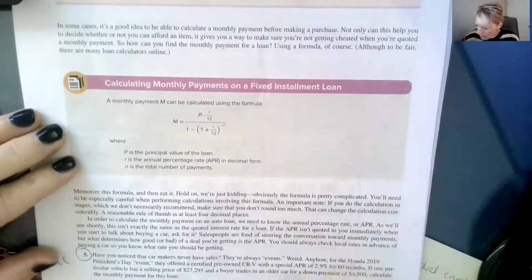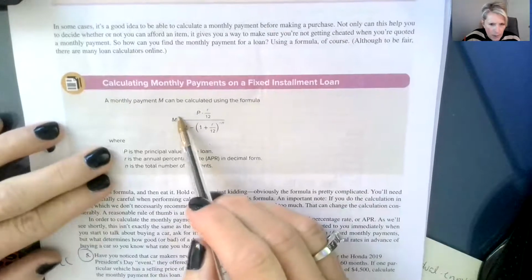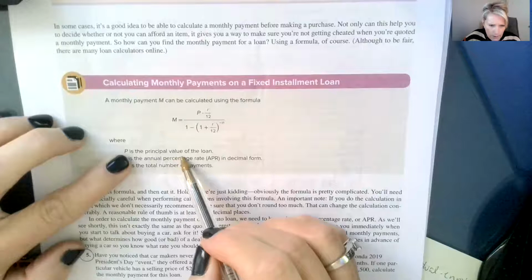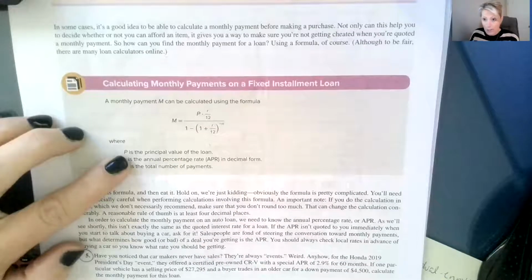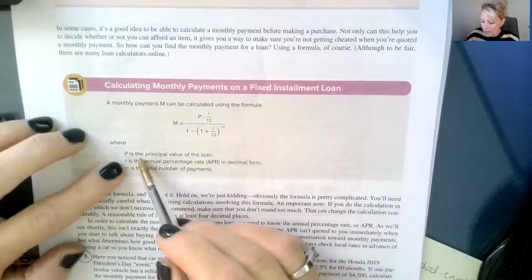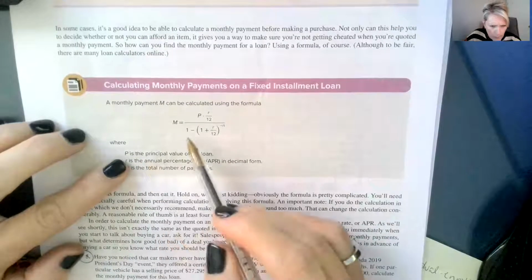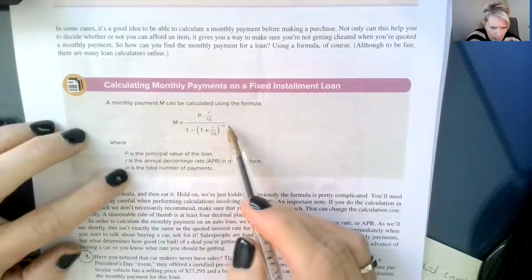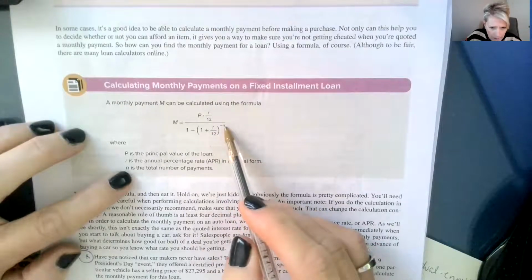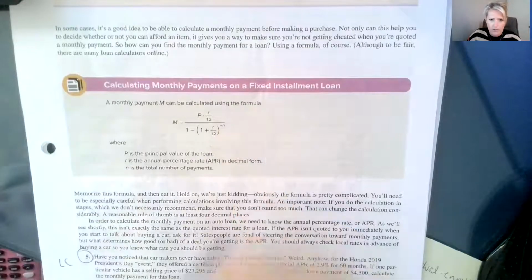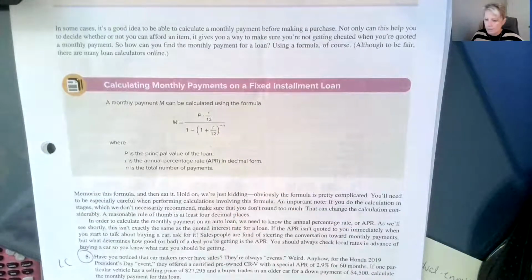So let's go through this formula. M is for the monthly payment that you're calculating. P is the principal that you're borrowing, the money that you're borrowing, not the total cost of the item. So if you've calculated a down payment in there, this is only what you're borrowing. R is your annual interest rate. And then N is the number of payments that you're making. And make sure you've got a negative on that exponent. There's a reason for that.